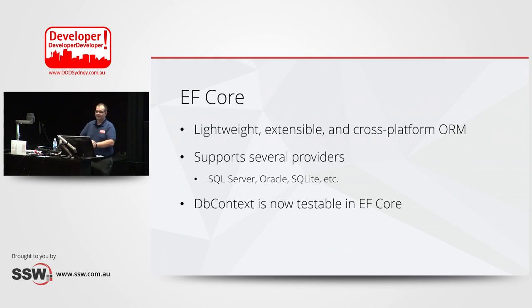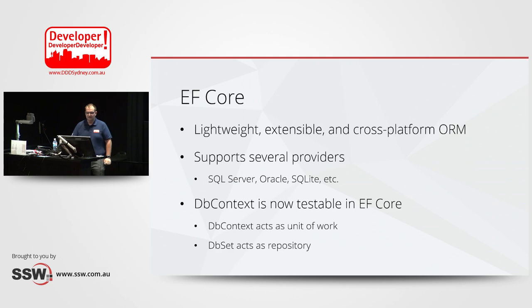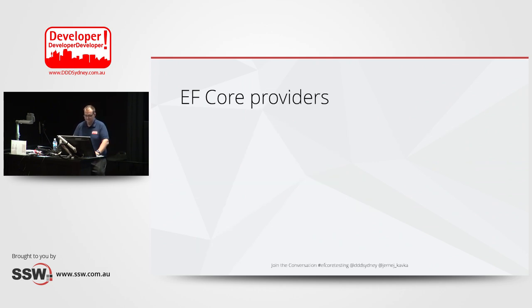And a very important part of EF Core is the DB context, the part that allows you to connect to those providers, and it is not testable in EF Core. The DB context works as a unit of work, and the DB set inside of the DB context works as a repository. And if you were in the previous session, Jason was talking about a lot of points about how you may not need to use repositories and unit of work in EF Core anymore, and we have that recording, and I encourage you to check that one out if you want to know more about the details of EF Core specifically.